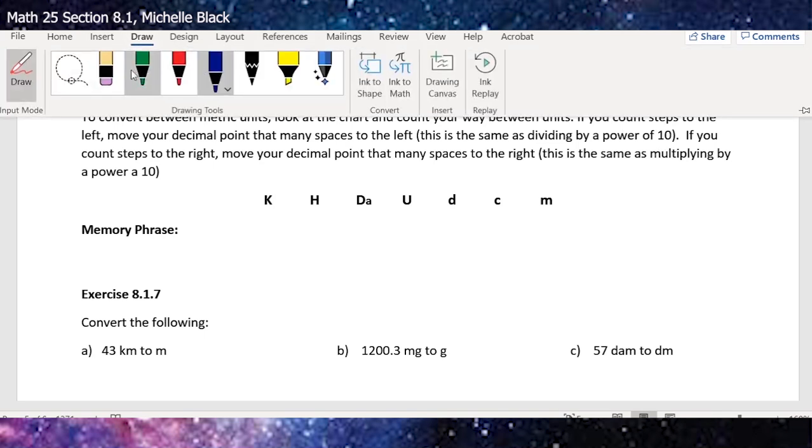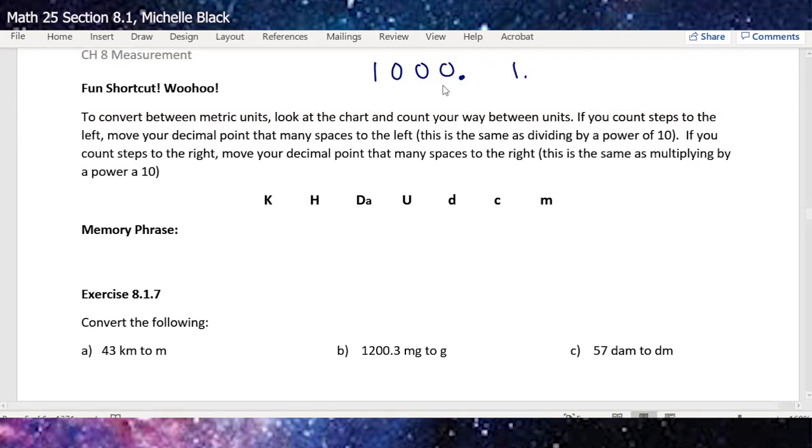But if I take that value and instead I move my decimal point to the right, my decimal point's here and I move it this way. Let's say I move it to here. I've now added some zeros and my number gets larger. And this is the same as multiplying by a power of 10 to a positive exponent. So my numbers are going to get larger.